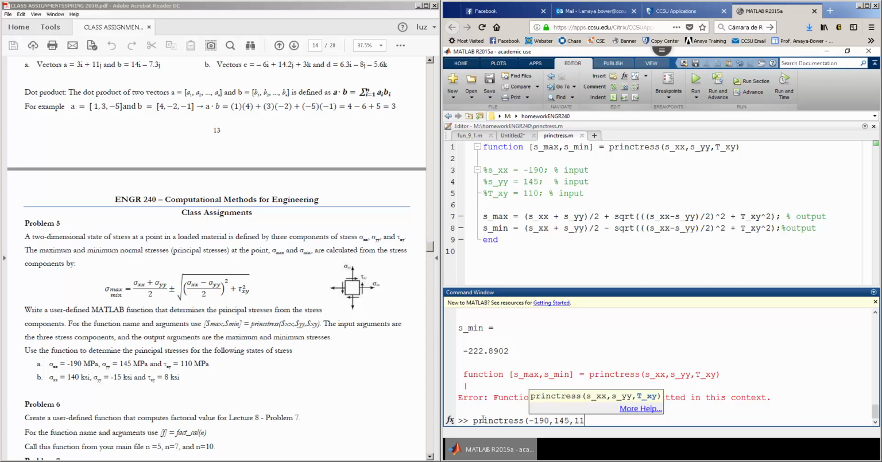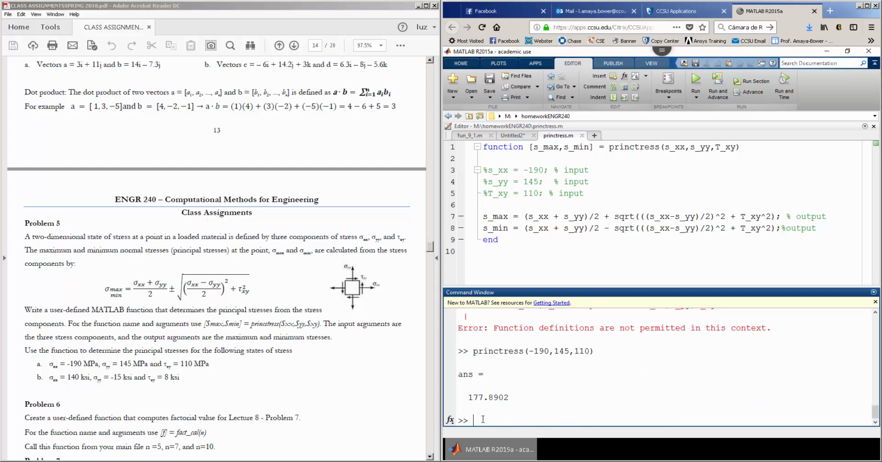145, 110. However, notice that only one output is provided, even though we have two. So remember, to have two outputs, you actually have to say s max, s min. So you have to ask for two. If you have two outputs, you ask for two. If you have three, ask for three, and so on and so forth. You once again enter the value. And then run. Notice that you get the two values.